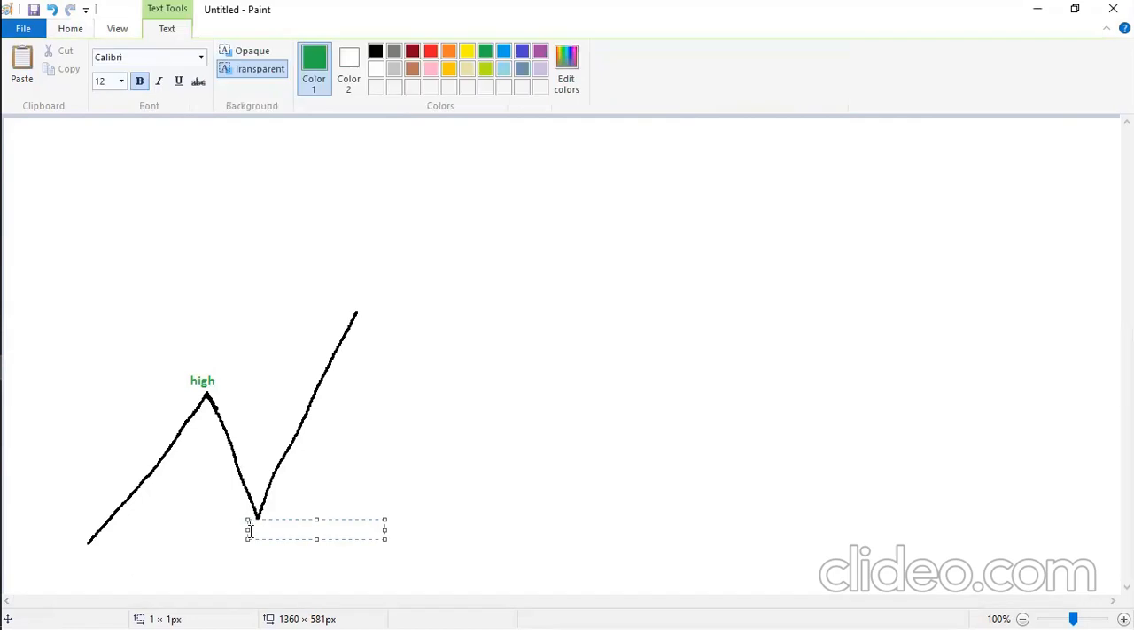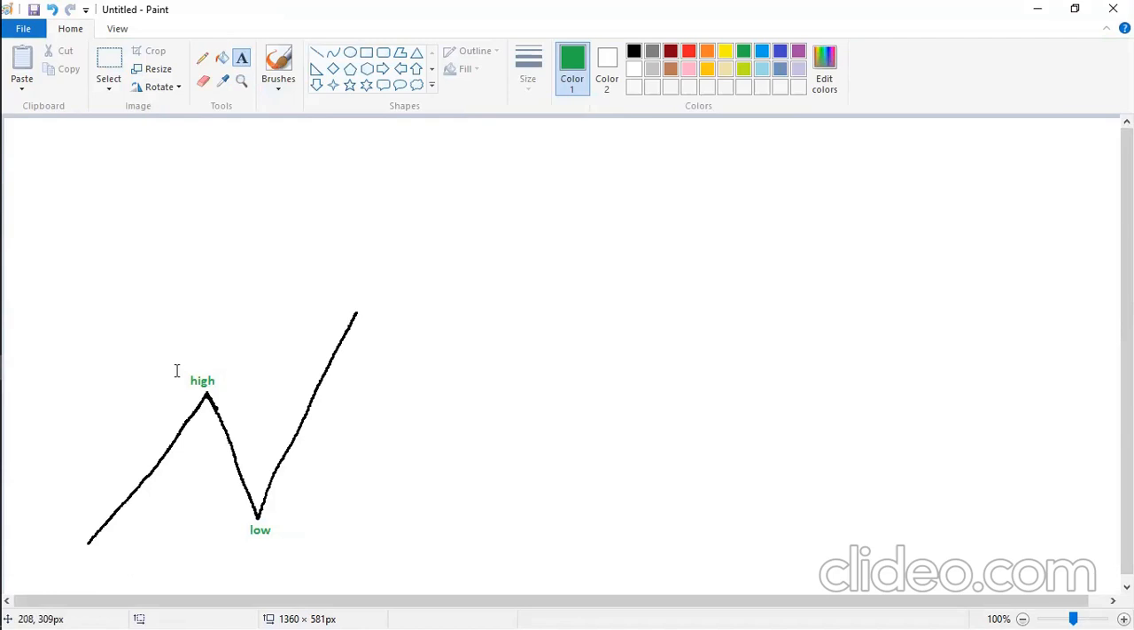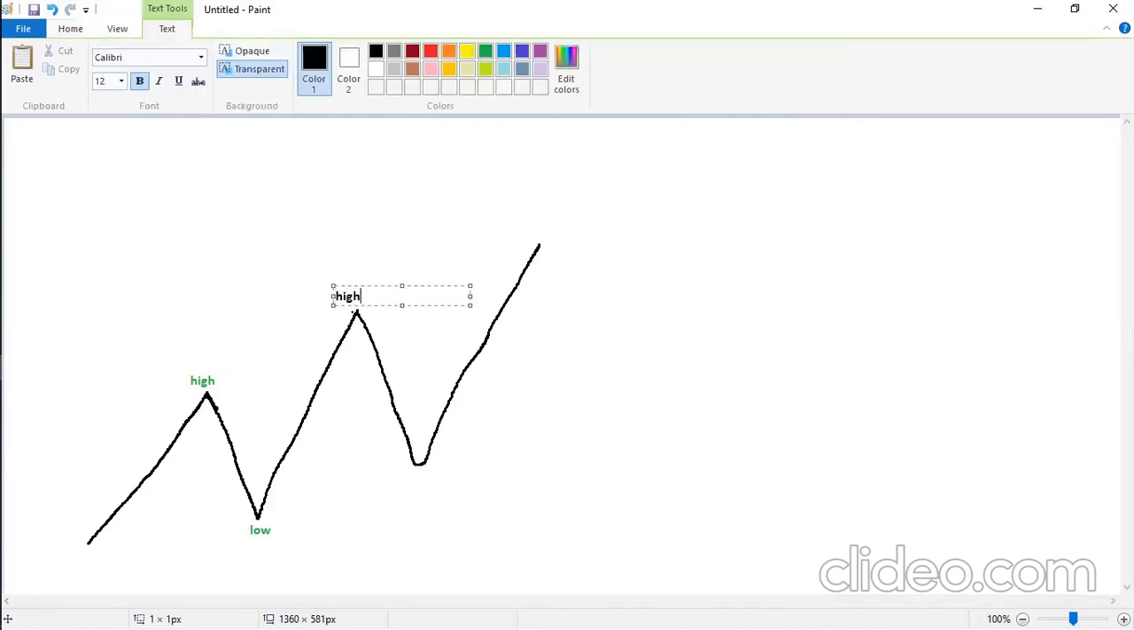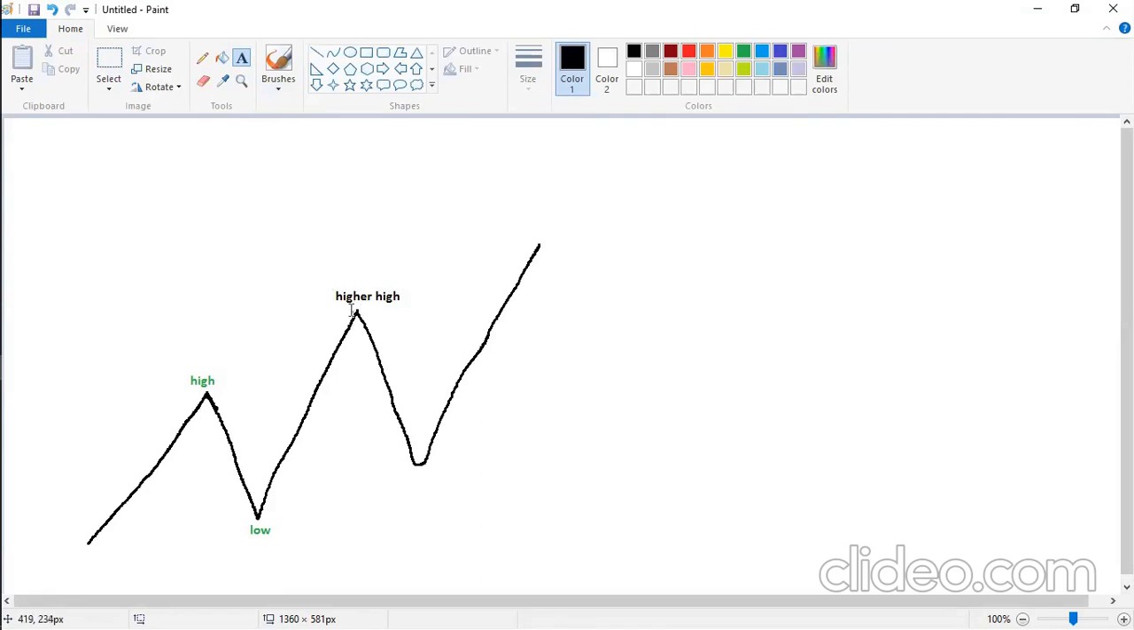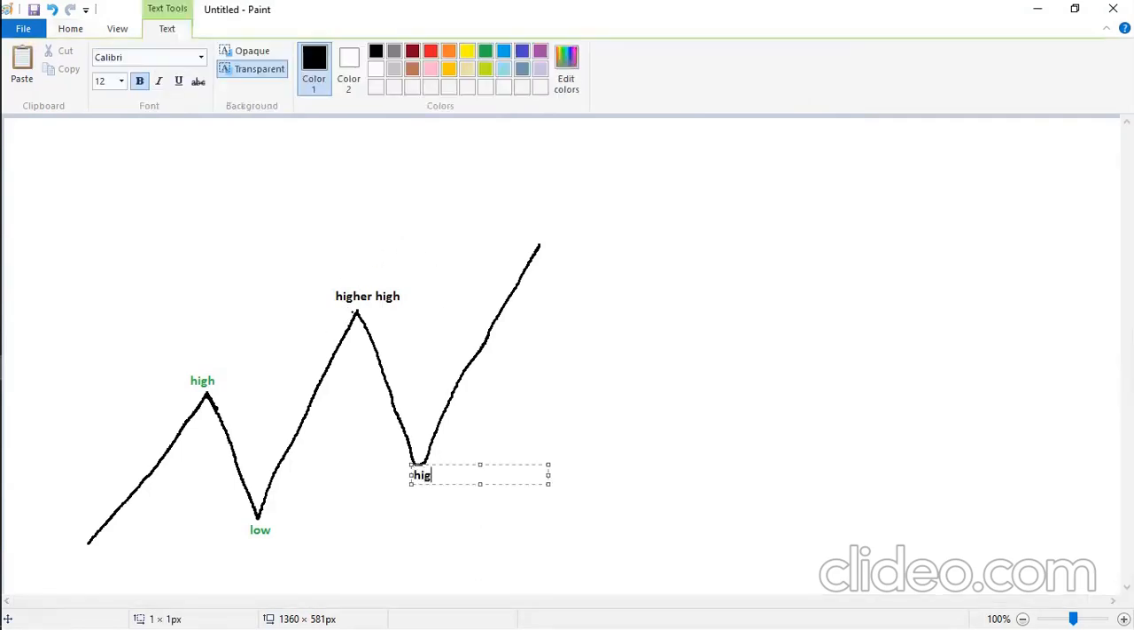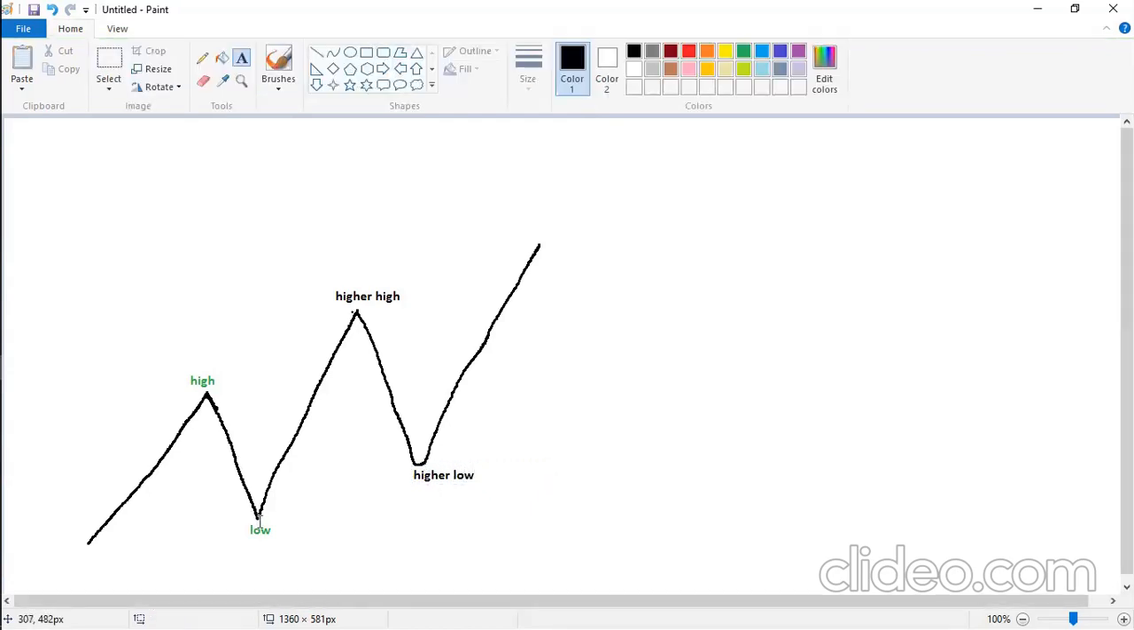And then this is a low. So this is a high, this is a low. And then this is what you call a higher high. Why is it a higher high? This high is higher than the previous one. Then this is a higher low, because this low is higher than the previous low.